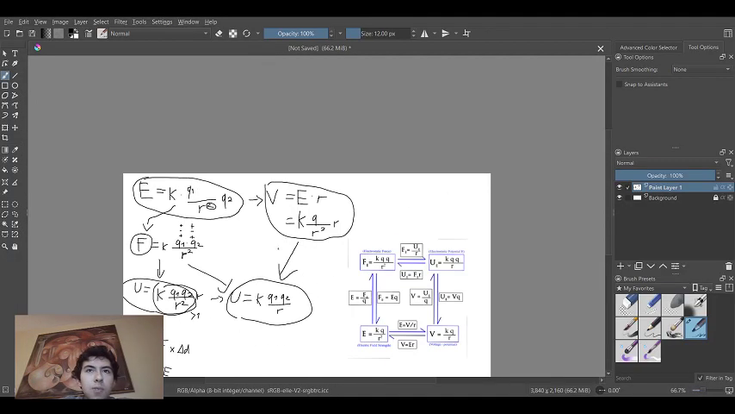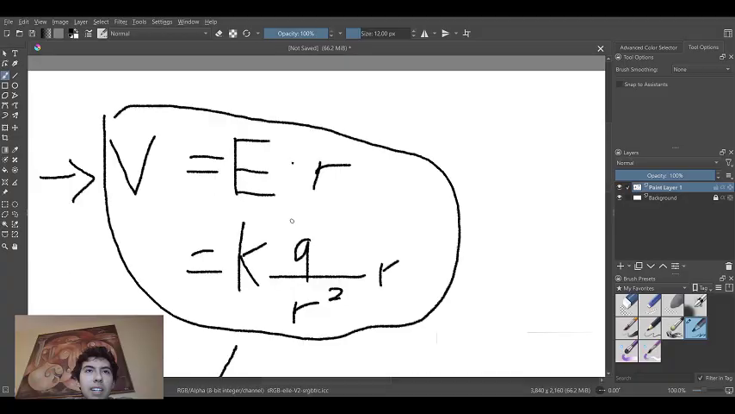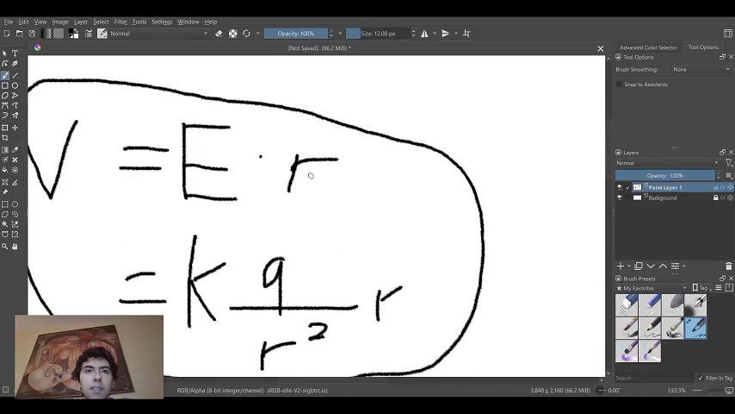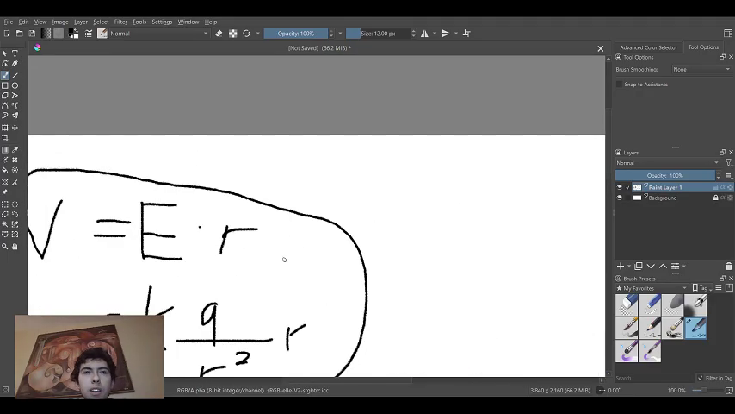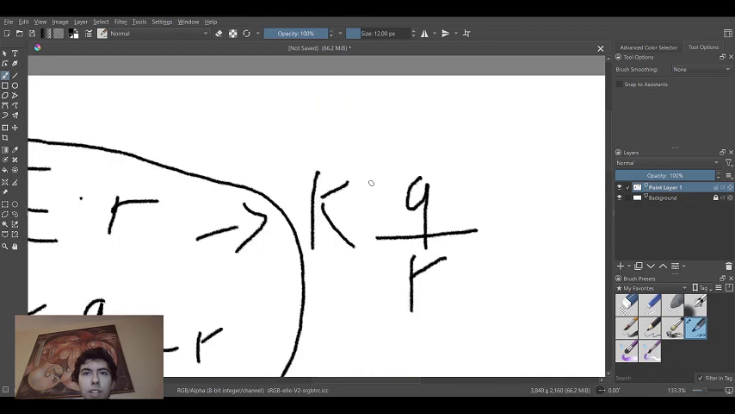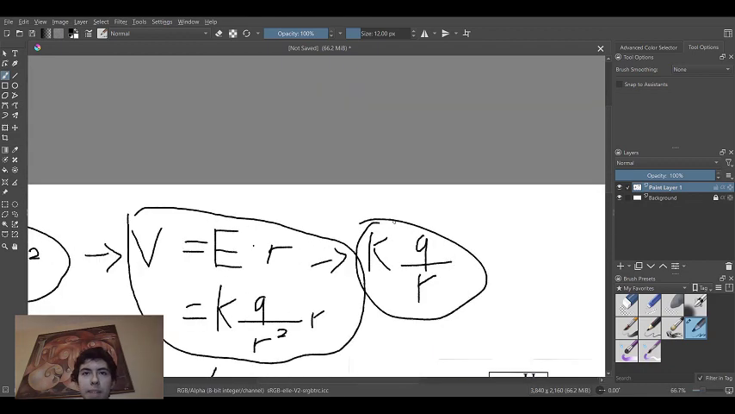This is why I do not like this. I do not like how this is generally written, because instead of writing it like KQ R squared R, they directly write it as KQ R. And this I do not like because it's confusing. It doesn't really make sense.